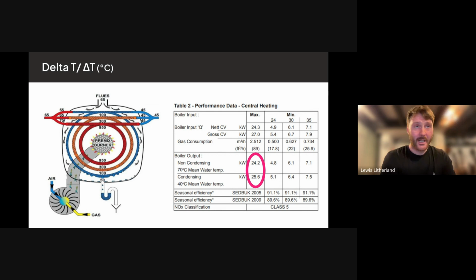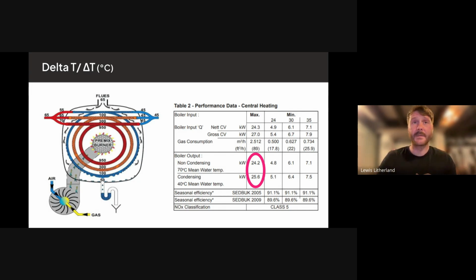So brilliant. And as Stevie mentioned before, you are increasing the condensing side of this as well. So that has benefits for the heat exchanger. It cleans the heat exchanger itself. The gas boiler's probably going to last a little bit longer as well. Well, it will last longer if it's in condensing mode for longer.